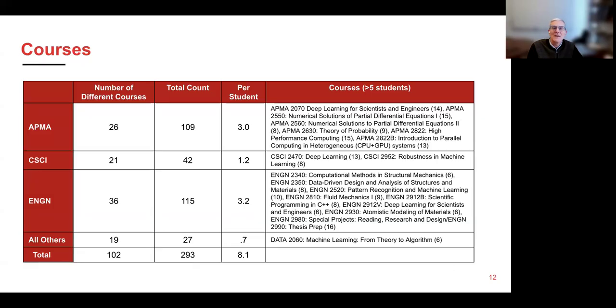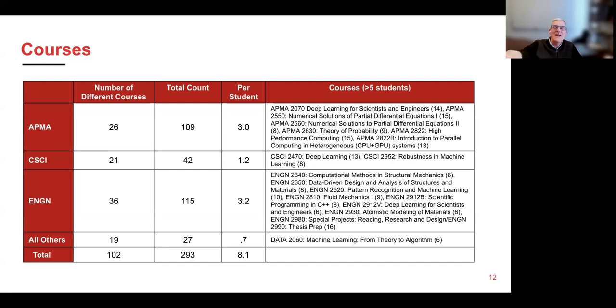On a per-student basis, the highest number is 3.2 courses for engineering, 3 courses for applied math, and 1.2 courses for CS, and then 0.7 for all others, which gets you to a total of 8.1. Now, to graduate, you need 8. We have some students who like taking extra courses, and that's totally fine. You can't take fewer courses, but you definitely can take more.